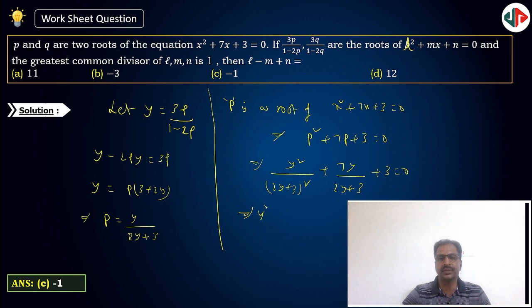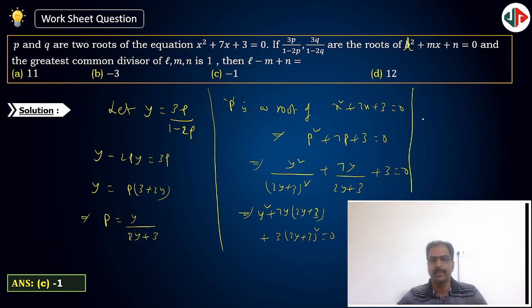Then what you get? y square plus 7y into 2y plus 3, after taking LCM, plus 3 into (2y plus 3) whole square is equal to 0. Now expand and simplify this. What is the y square you get? 14y square here, 15y square, 12, 27y square after expanding all the terms. Then what is the y you get? 21y here, 36, 21 plus 36, 57y, yeah?